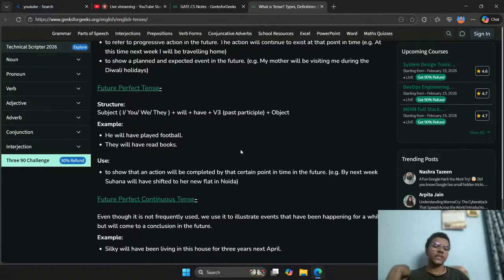He will have played football. To show that an action will be completed by a certain point in time in the future: by next week, Suhana will have shifted to her new flat in Noida. Future actions that will happen with certainty.